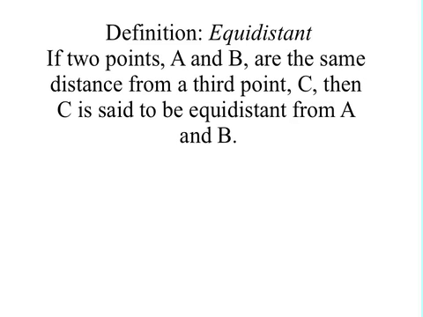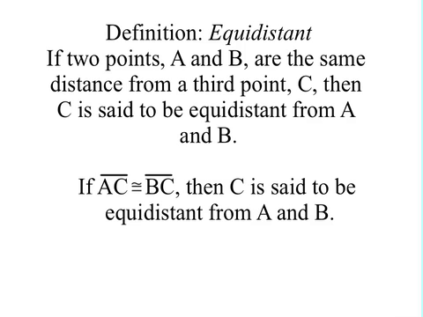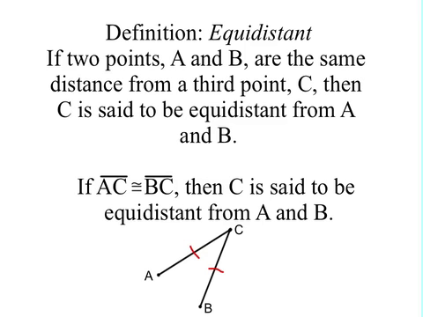Another definition, equidistant. If 2 points A and B are the same distance from a third point C, then point C is said to be equidistant from points A and B. Another way to state that is as follows. If segment AC is congruent to segment BC, then point C is said to be equidistant from points A and B. And here's a picture. We have point C, and we have a segment from point C to both points A and B, and we've marked those two segments as congruent.